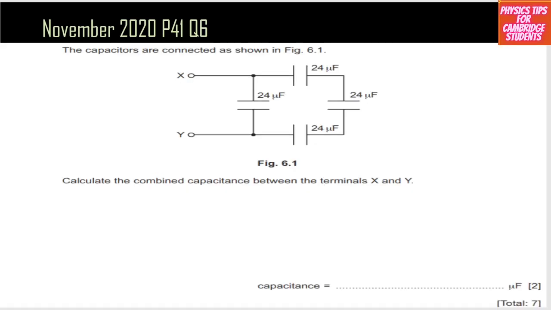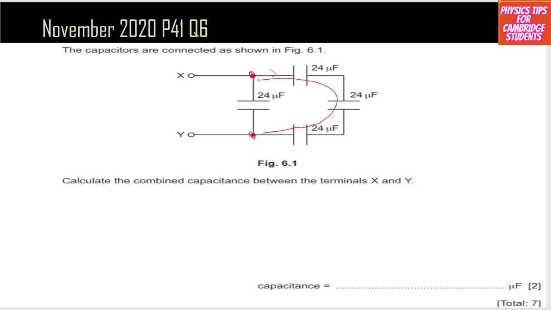Now moving on to the question now that requires the calculation. Says the capacitors are connected as shown in figure 6.1. So we have got those capacitors. Now the question wants you to find the combined capacitance between the terminals X and Y. Now you need to understand how these capacitors are connected first of all. So you have got a junction over here, and then you've got a junction over here. So all these capacitors, these 3 capacitors, as you can see, they don't have a junction, so which means they've got the same charge flowing through them.